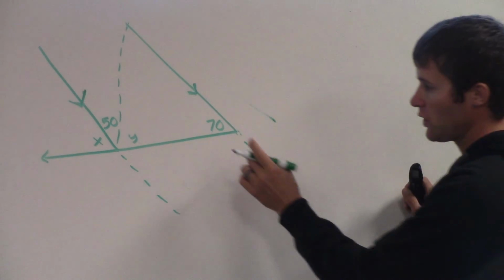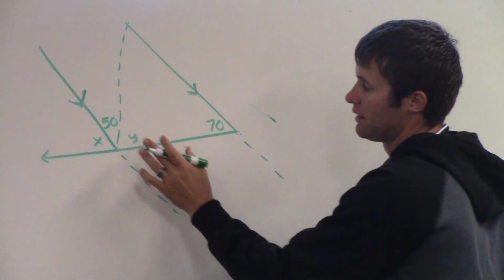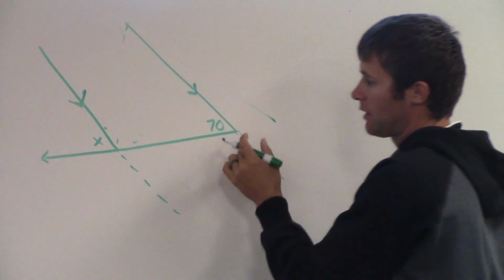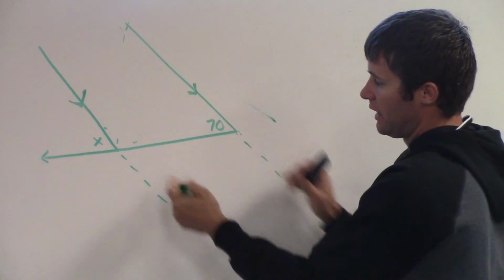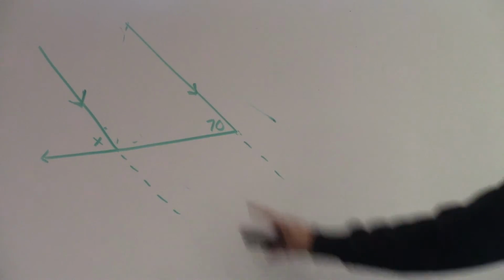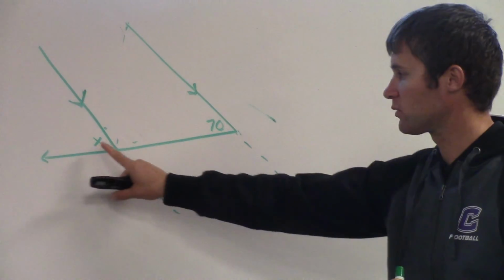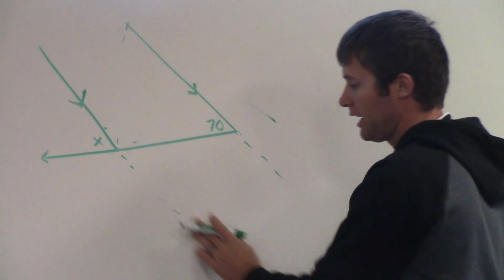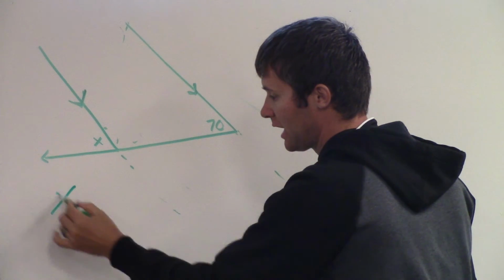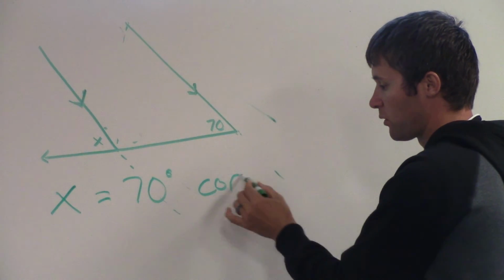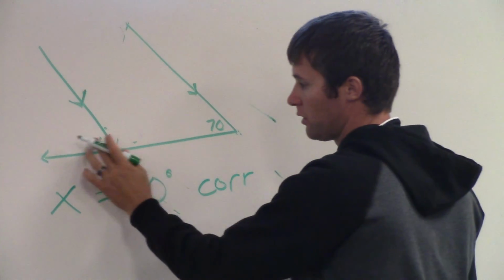Now, what do you notice about 70? And I'm going to erase this right now. And just look at my two parallel lines. And then look at 70 and x. What type of angles are those? One's on the inside of my parallel lines, one's on the outside, same side. So these are corresponding angles. So you could come here and say x is equal to 70, and you could say it because of corresponding angles. So let's erase this.